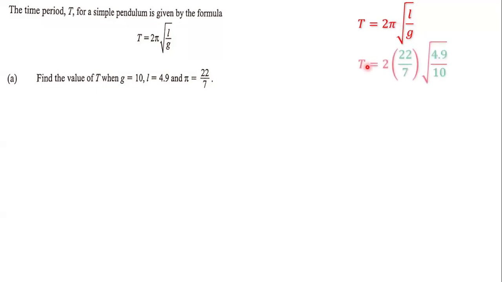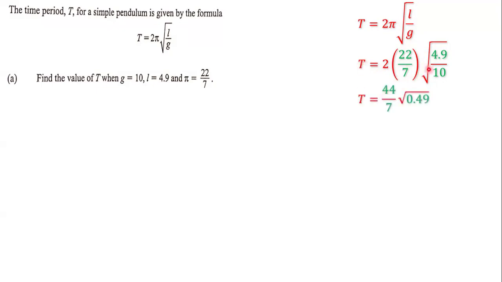And so let's substitute those values in. So in place of pi, we put 22 over 7. In place of L, we put 4.9. And in place of G, we put 10. And so what we're gonna do here is we're gonna calculate this so that we can figure out what the value of t is, right?